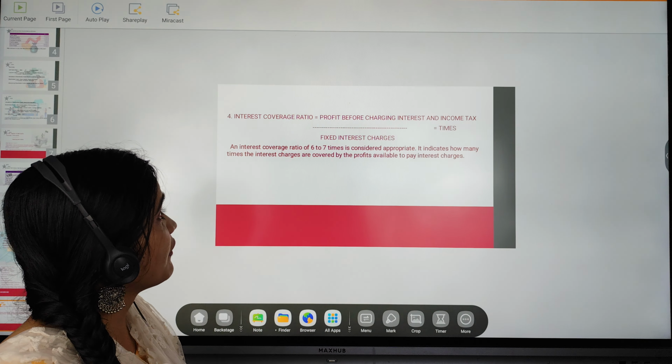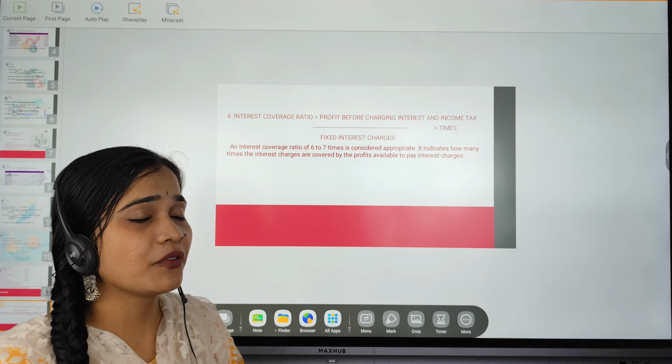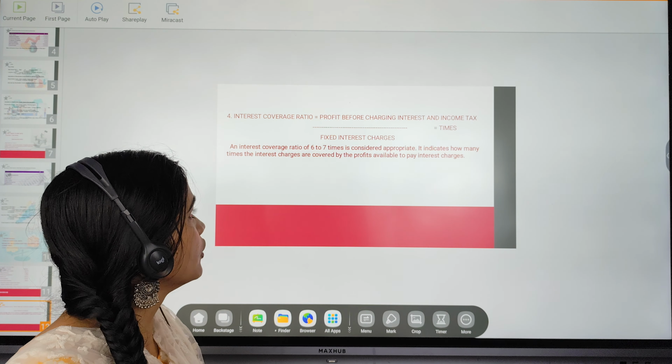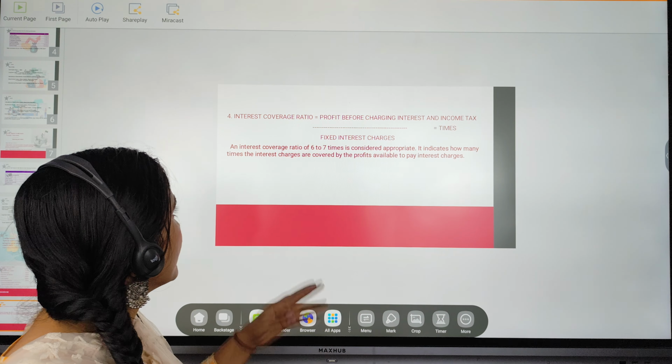Another one, interest coverage ratio. Formula: profit before charging interest and income tax upon fixed interest charge is equal to times. An interest coverage ratio of 6 to 7 times is considered appropriate. It indicates how many times the interest charges are covered by the profits available to pay interest charges.